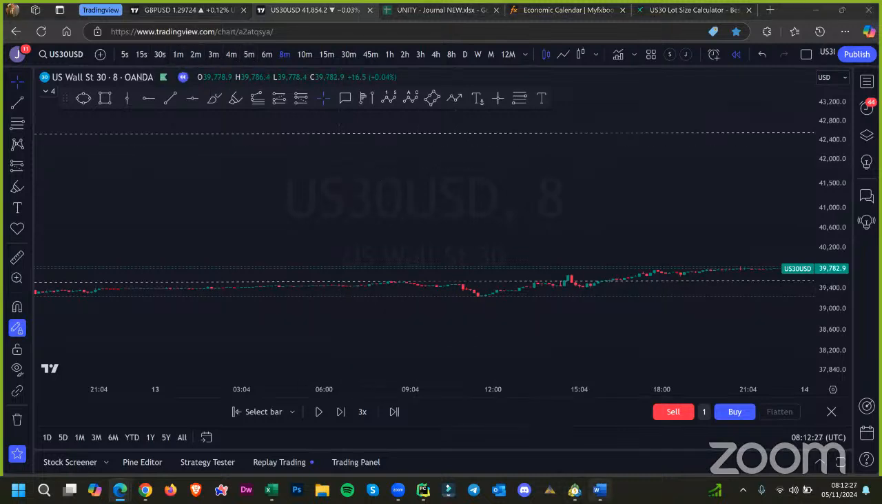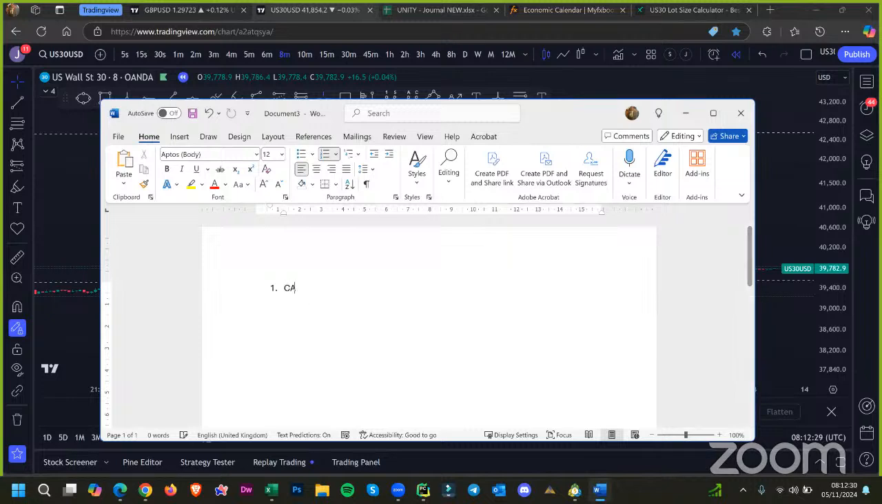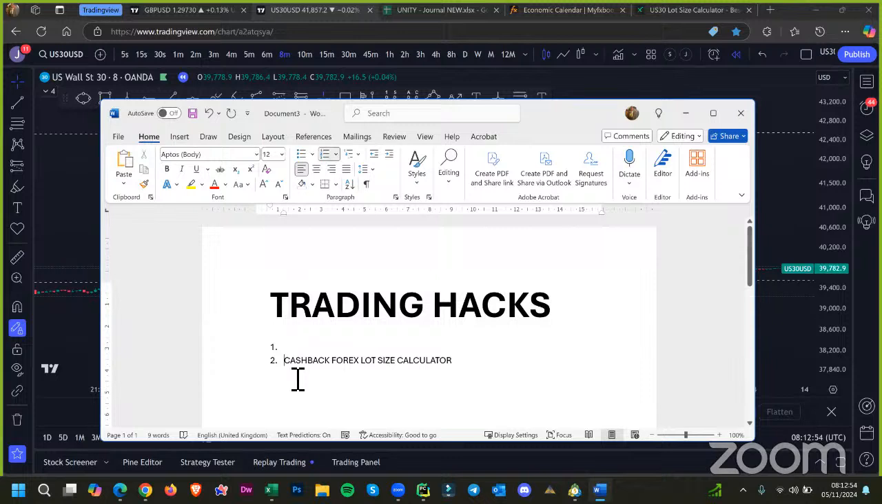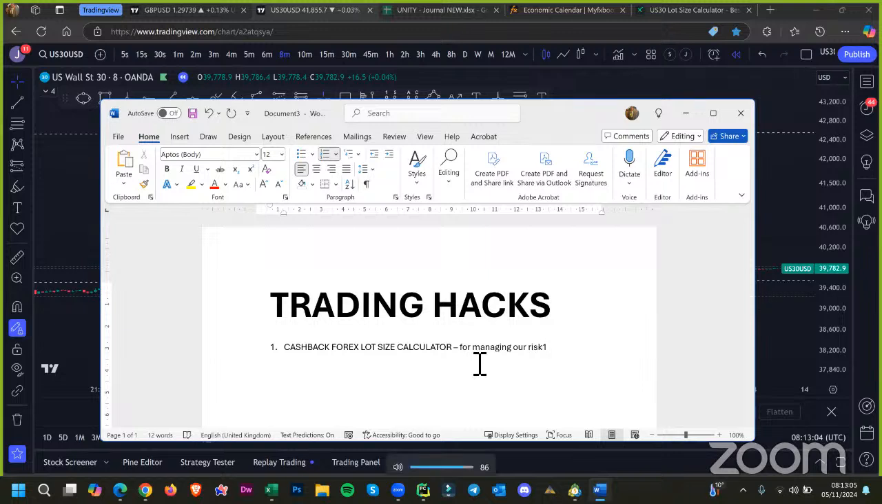And we're going to go here, so first and foremost, we're going to put in here the Cashback Forex lot size calculator. We're going to put that in there because it is essential. This is going to be a little hodgepodge of hacks we need, that I think every trader should have, or at least understand the value of having. So Cashback Forex is our lot size calculator. This is for managing our risk, as we all already know.